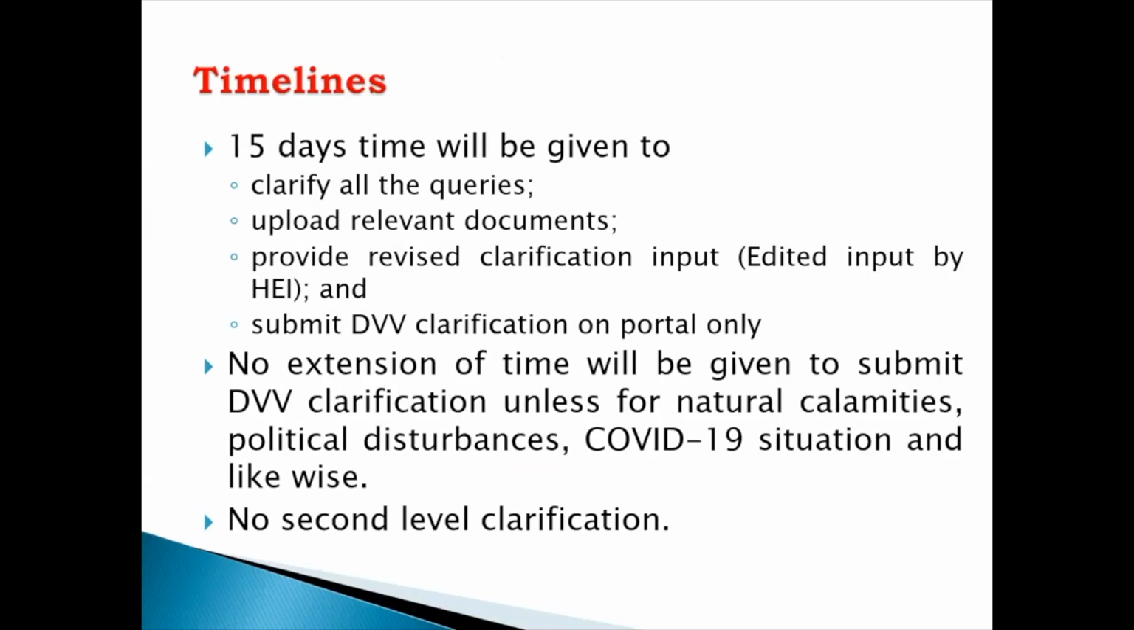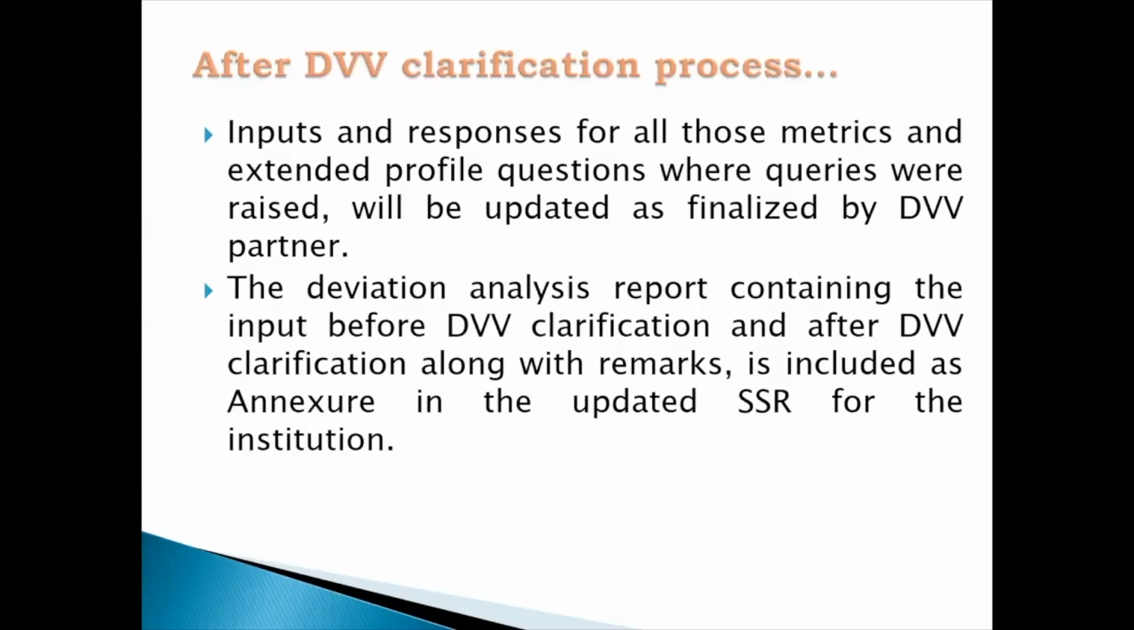There won't be an extension of time for DVV clarification unless for natural calamities, such as any political disturbance or the recent pandemic, that is the COVID-19 situation. And there is no second level clarification. Clarification would be asked once. The HEI has to respond within the stipulated time. If they respond within the stipulated time, on the basis of the clarification, verification by the DVV, input will be given. If they are not able to clarify within the stipulated time, whatever the recommendation by the DVV partner, that will be final.